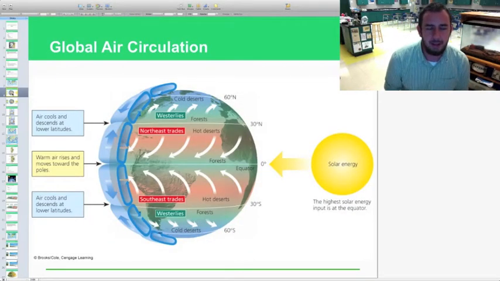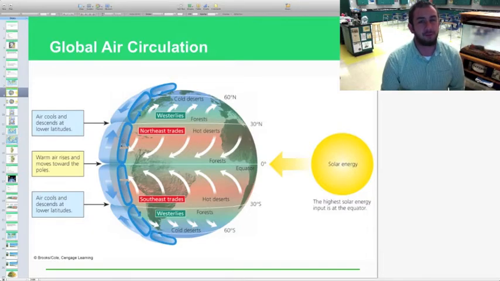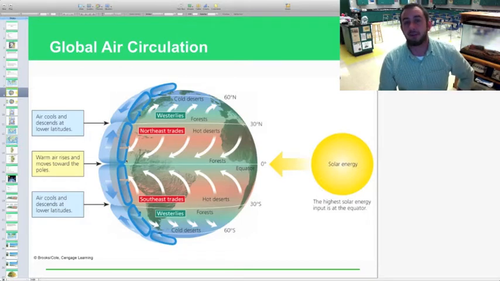This is another image here that I want to talk about today, and your book doesn't mention this, but there are three different types of cells. We call them convection cells, and that's what these are right here. I'm going to tell you the names because they might come up on the AP exam. The first one, and the strongest of them all because of where the sun is at the equator, are these two. Those are called Hadley cells. Hadley cells are the strongest.